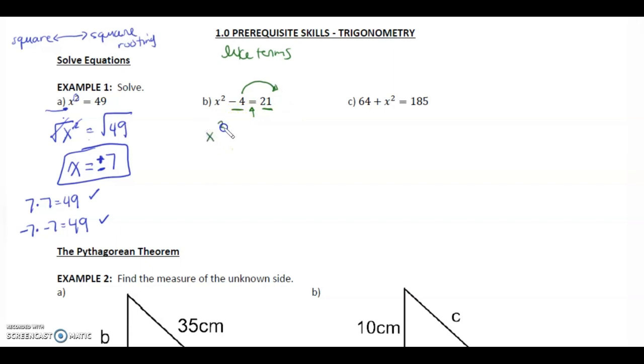So this is going to become x squared equals, okay, 21 is already on this side. And now negative 4 becomes positive 4. Right? We reverse the sign that's in front. So the sign right now is negative 4, becomes positive 4. Okay, so x squared equals, and then this is actually 25, right? 21 plus 4 is 25.